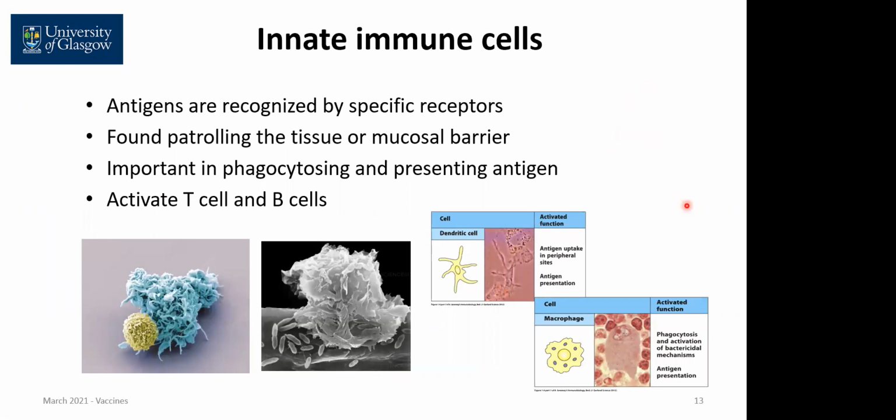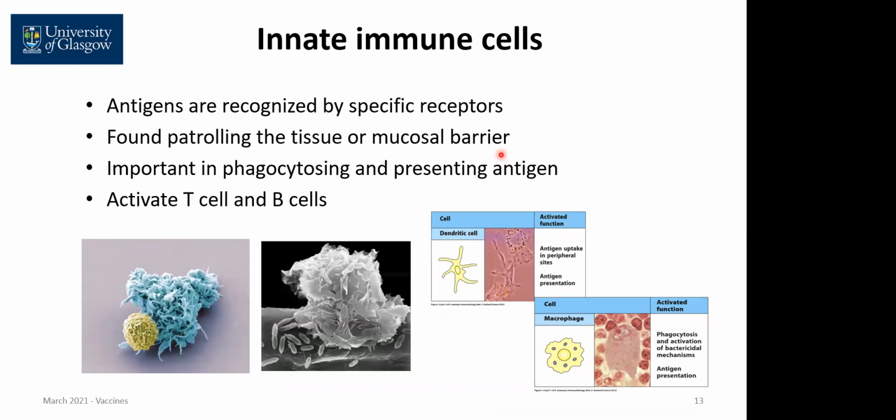So if we start and talk about the innate immune system and the innate immune cells that are part of that branch of the immune system, their primary aim is to recognize antigens. Antigens are ultimately just components of microbes. These can be things like cell wall components or genetic material, for example. The primary aim of innate immune cells is to recognize these using specific receptors, known as pattern recognition receptors. These innate immune cells are found patrolling the tissue or the mucosal barrier.